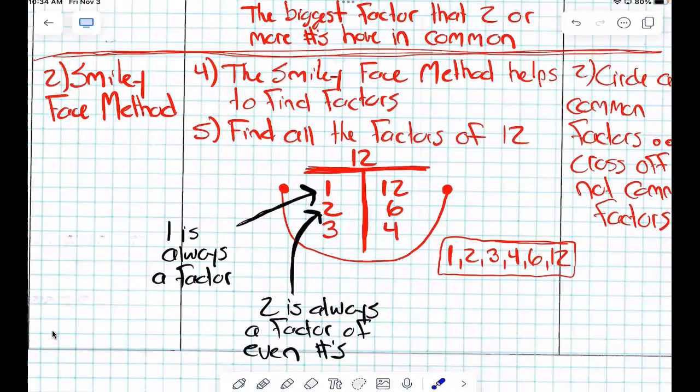We know that every single number has what factor? 1. So we write down a 1, and what is its partner? 12. 1 and 12, they're called factor pairs, right?